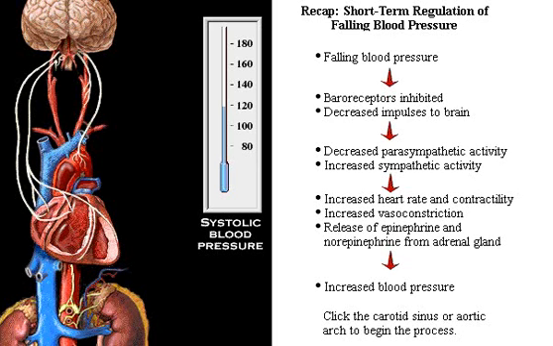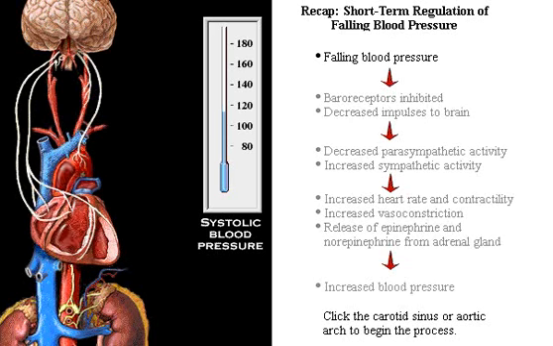Here's a recap of short-term regulation of falling blood pressure. Click on the carotid sinus or aortic arch to begin the process. As blood pressure falls, baroreceptors are inhibited, resulting in decreased impulses to the brain.